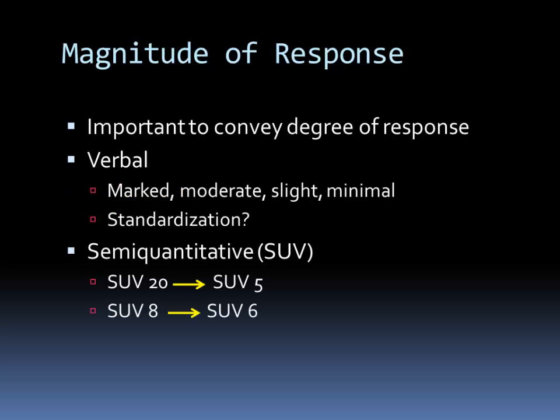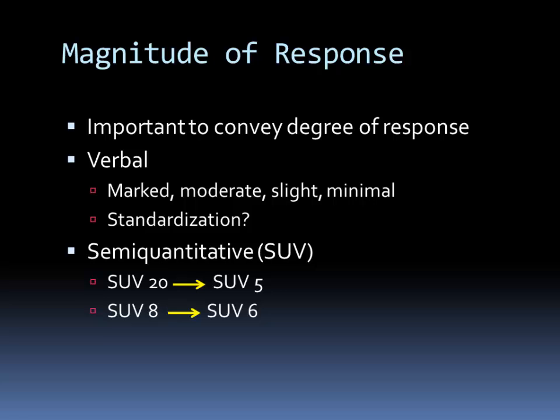Magnitude is very important. So we need to convey the degree of response or the degree of progression. And this may be a verbal conveyance. We could say things like a marked progression of disease or a moderate decrease in the intensity of activity, slight, minimal, all of these adjectives that we use to convey the degree of response. But the problem is there's a lack of standardization.